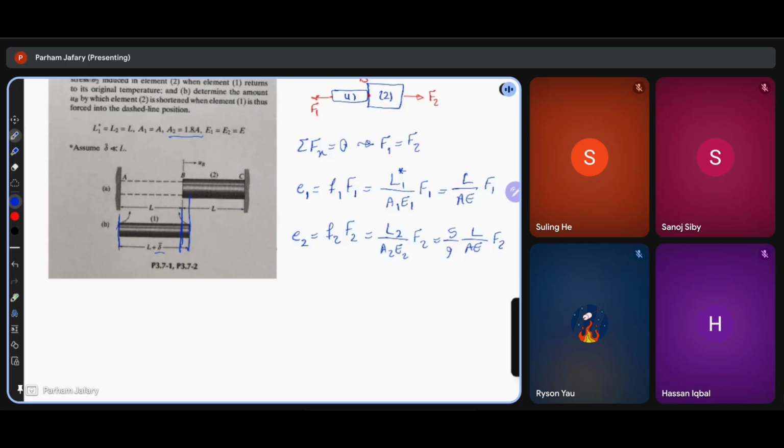So what we're doing here is called superposition. So we assume that they can expand freely, and then we put the limit on that expansion, which we know from the geometry. Okay, does it make sense? I hope it does. So we know that E1 plus E2 is equal to negative delta, right?